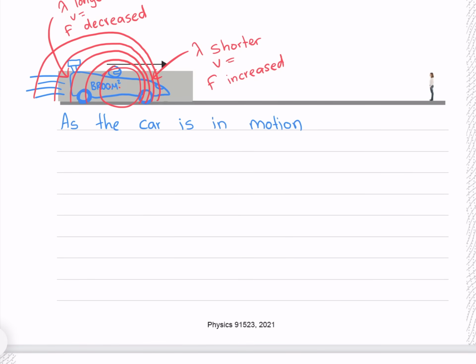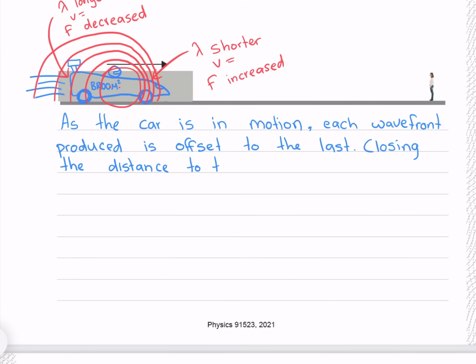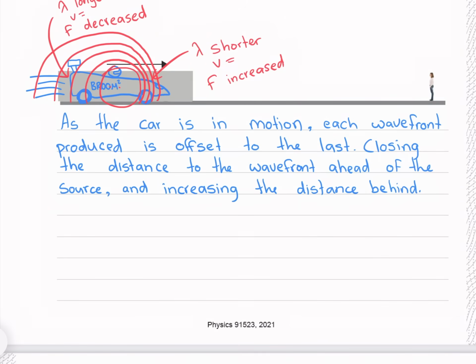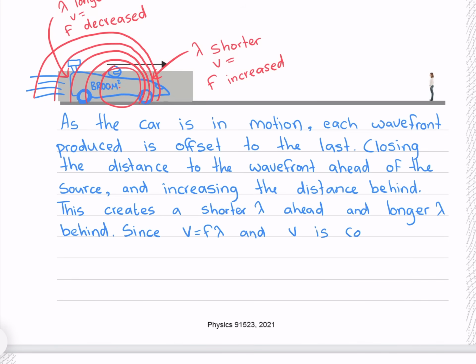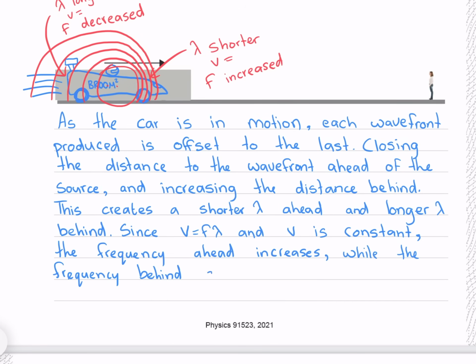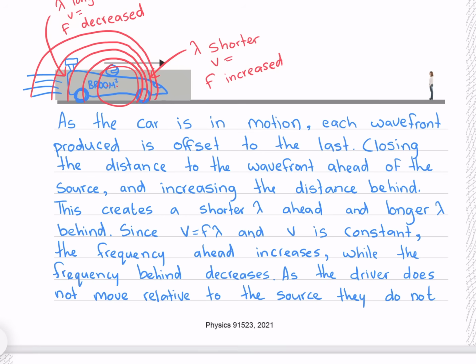As the car is in motion, each wavefront produced is offset to the last, closing the distance to the wavefront ahead of the source and increasing the distance behind. This creates a shorter wavelength ahead and a longer wavelength behind. Since v equals f lambda and v is constant, the frequency ahead increases while the frequency behind decreases. As the driver does not move relative to the source, they do not observe a Doppler shift and hear the true frequency.